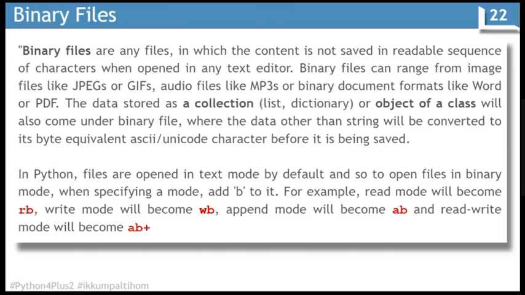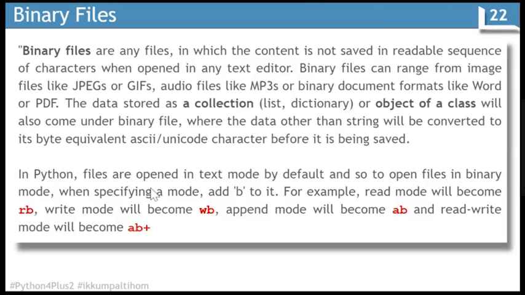That means the meaning out of that content you will not be able to extract. So all such kinds of files which get converted at the time when they are saved are known as binary files. The data stored as a collection in the form of a list or dictionary or object of a class will also come under binary files, which we are going to do here, where the data other than string will be converted to its byte equivalent or ASCII or Unicode character before it is saved.